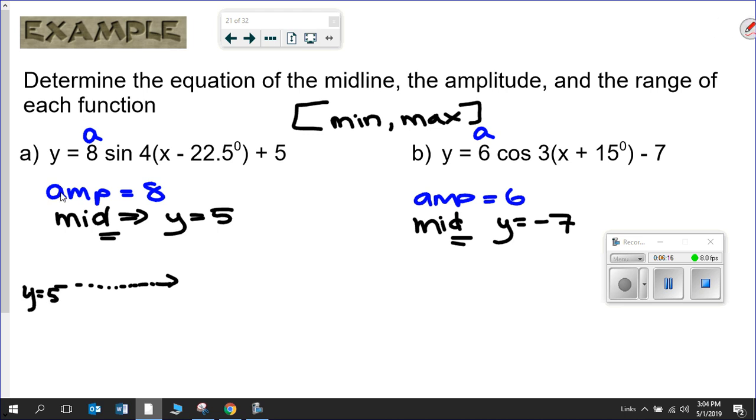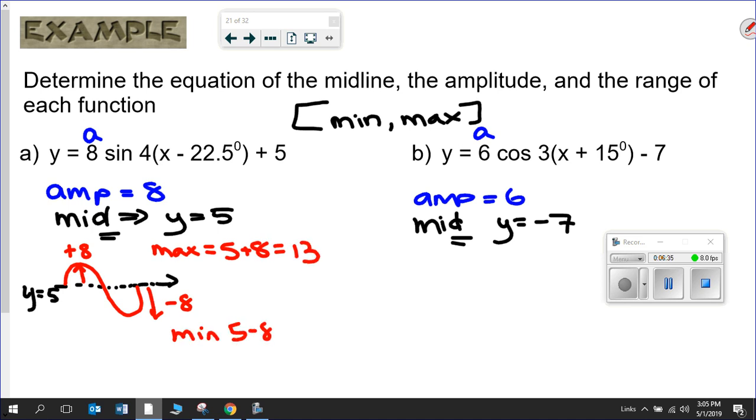Now, sinusoidal functions curve up, curve down. I have to go up my amplitude, so I add 8, and I go down my amplitude, so I subtract 8. So my max is going to be 5 plus 8, which is 13. My min is going to be 5 subtract 8, which is -3. So my range is from -3 to 13.